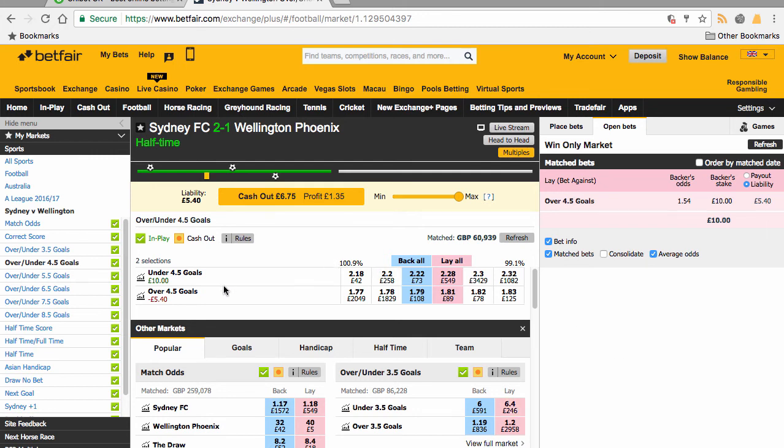We've already utilised the value of our free bet, and we can now just do whatever we want. We can just leave this to run. Worst case, we're going to be a tenner up. Best case, we're going to be over £27 up.